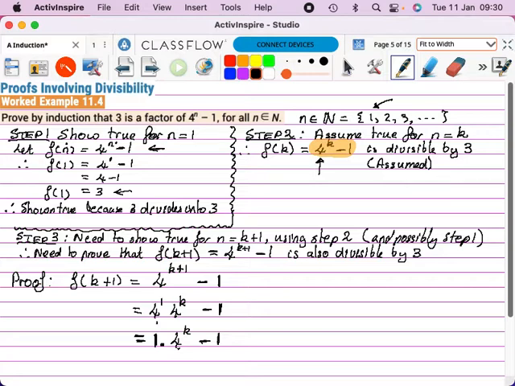4 to the power of k's. So I've got to add on 3 more 4s to the power of k. So 1 plus the 3 gives me 4 lots of 4 to the power of k. And this is the trick. So what do I now know about this line here? Well, this line here has now got step 2 in it.